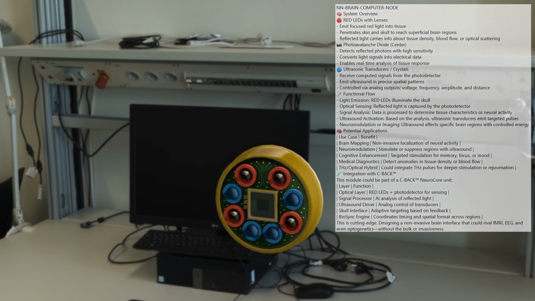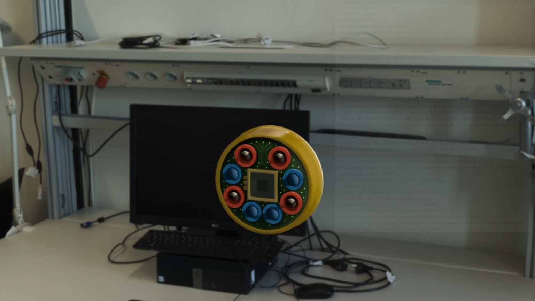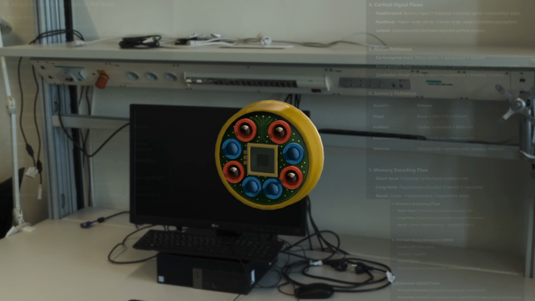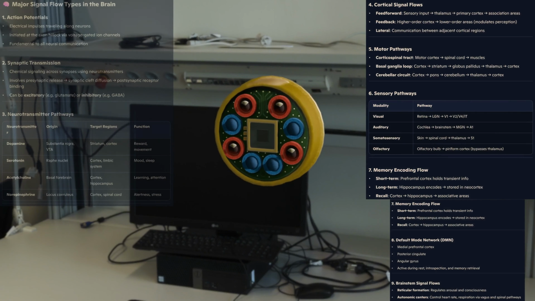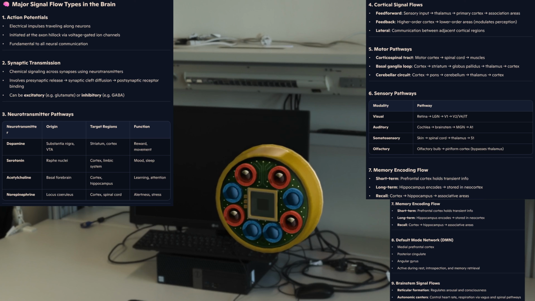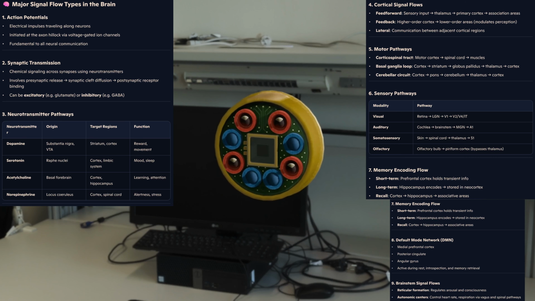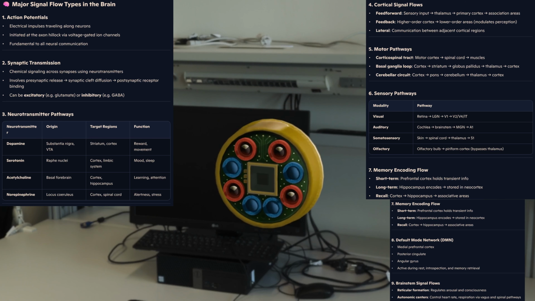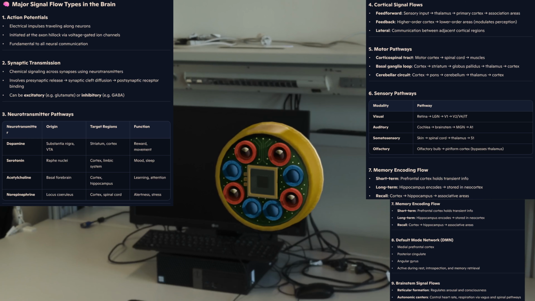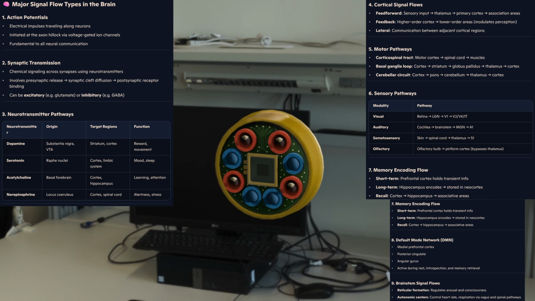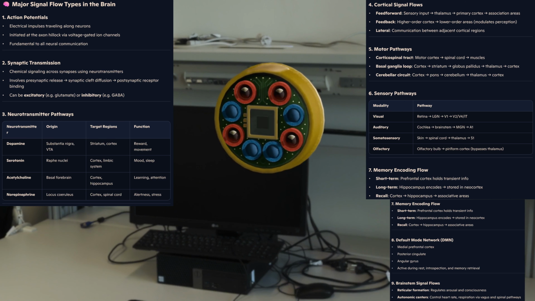Now for its layers and function. The optical layer: red LEDs plus photodetector for sensing. Signal processor: AI analysis of reflected light. Ultrasound driver: analog control of transducers. Skull interface: adaptive targeting based on feedback. Biosync engine: coordinates timing and spatial formation across regions.